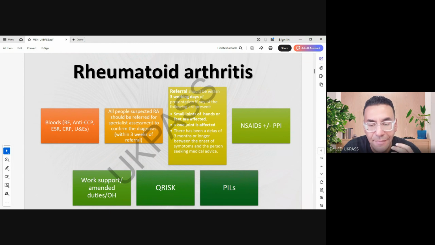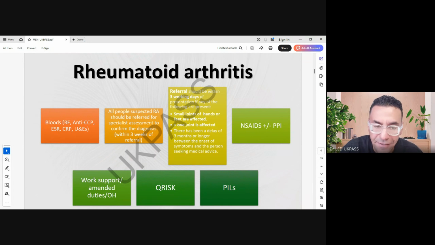Okay? Actually, even if you are suspecting a patient with rheumatoid arthritis, specifically younger age groups, you can still refer the patient without doing bloods. However, bloods are very important because bloods will help the specialist know whether or not they are dealing with rheumatoid arthritis. It's actually very good for the patient. Okay, perfect.